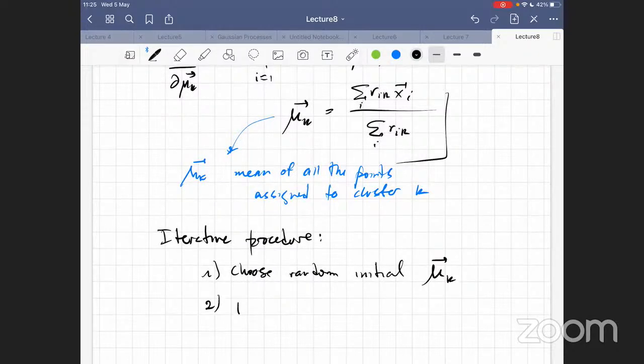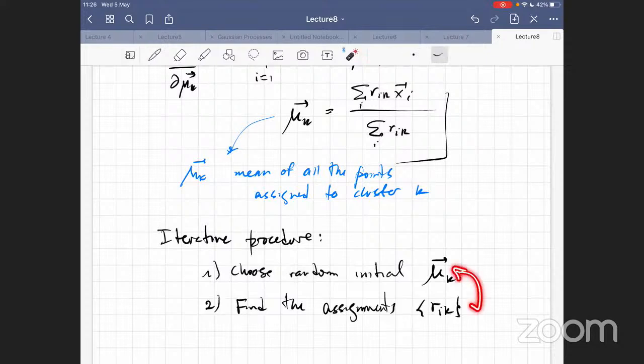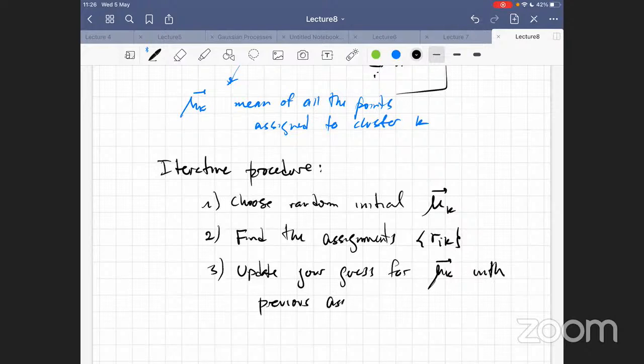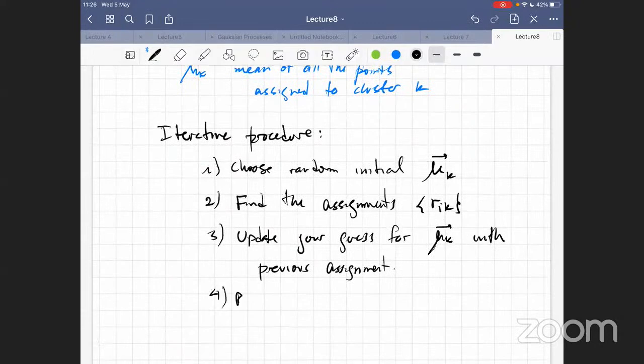Then once you have this, you find the assignment for those given values of mu, and you update your guess for mu k with the previous assignment. And then you just repeat these steps, 2 and 3, until convergence.